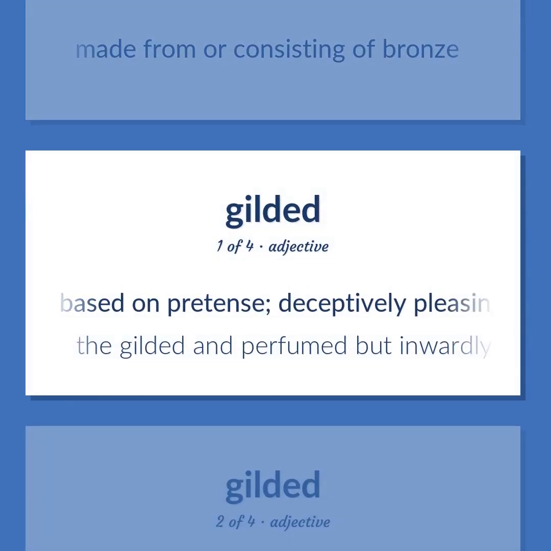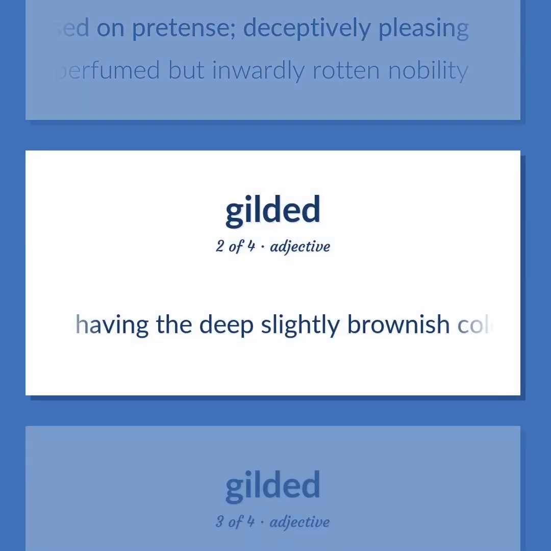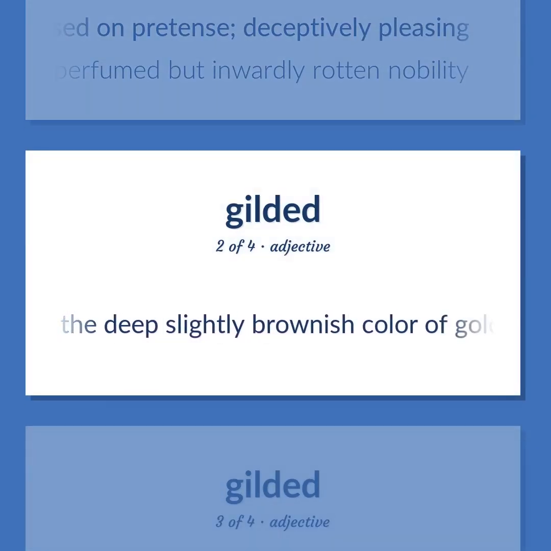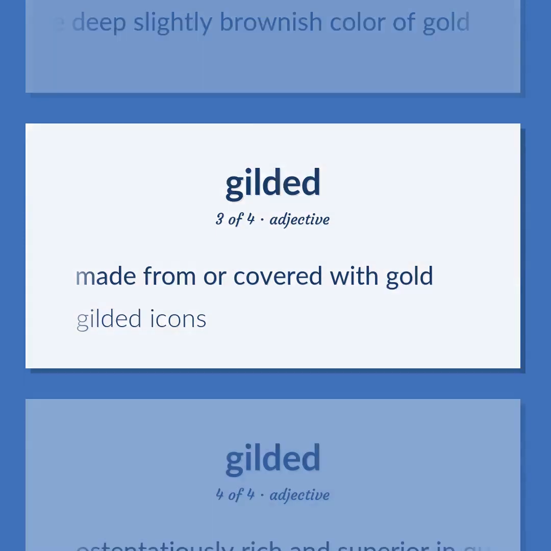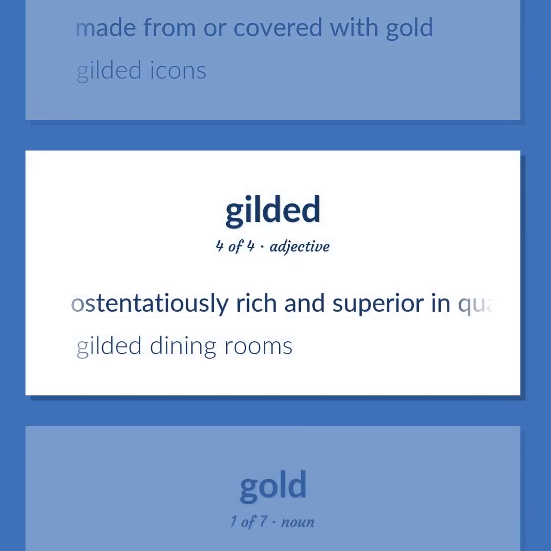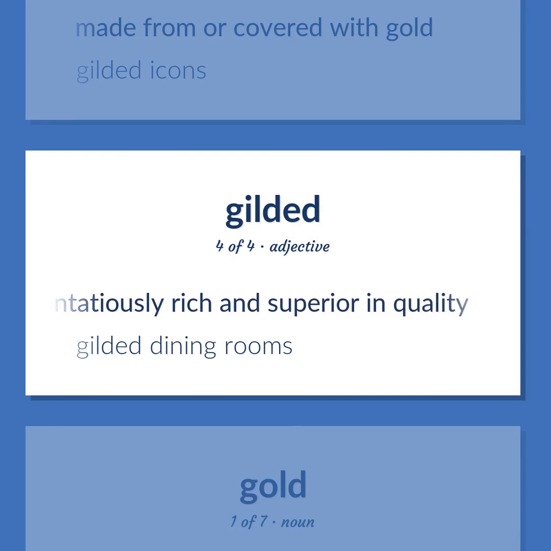Based on pretense, deceptively pleasing. The gilded and perfumed but inwardly rotten nobility. Having the deep slightly brownish color of gold. Made from or covered with gold. Gilded icons. Ostentatiously rich and superior in quality. Gilded dining rooms.